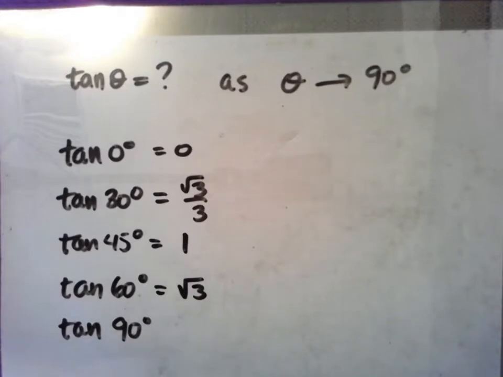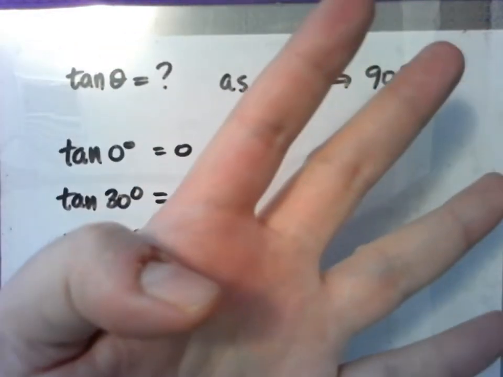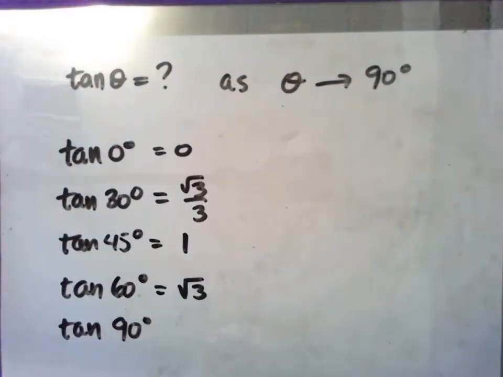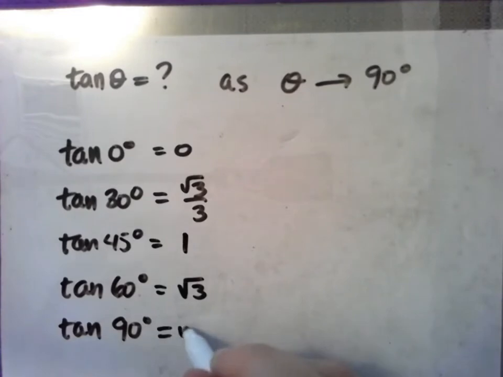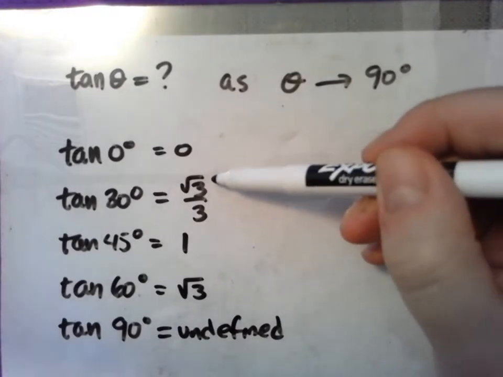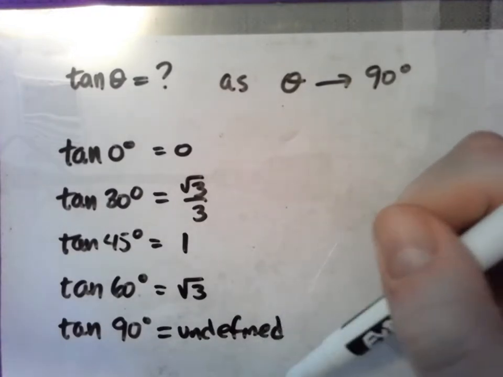What happens to the tangent of 90? 90 degrees. Fold your 90 degree finger, flip your hand. Square root of 4 over 2 divided by 0 over 2. That's undefined. So what happens when you go between 60 and 90? Looks like the tangent value is increasing, increasing, increasing. How far can it go?